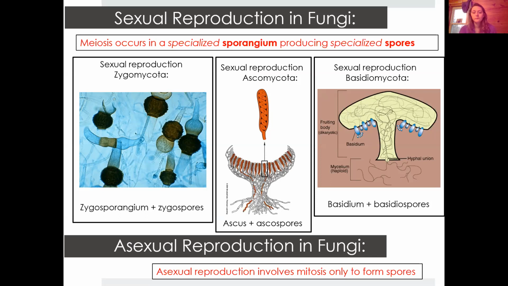I know it's kind of weird terminology, and fungi sometimes seems like you're speaking a new language, and you are because it's science. So I'm just getting in the habit of using those new words. And asexual reproduction in fungi also happens, but it just involves mitosis to only form spores that are exact copies of the parent organism.